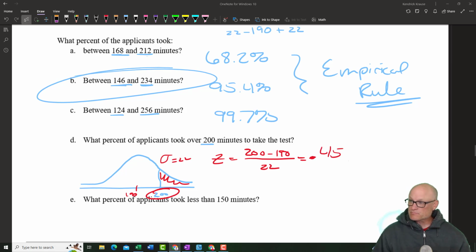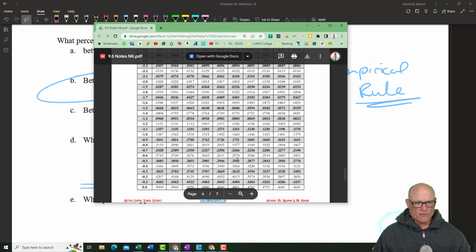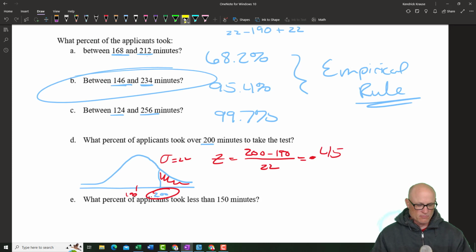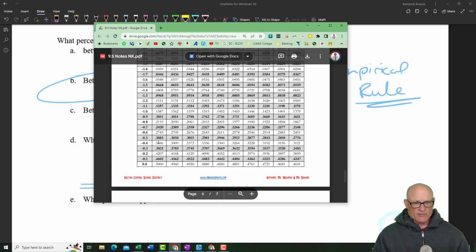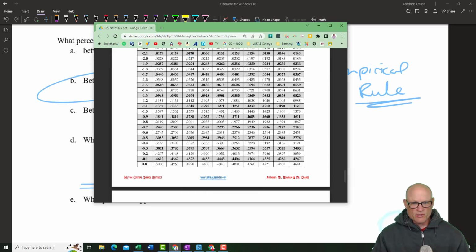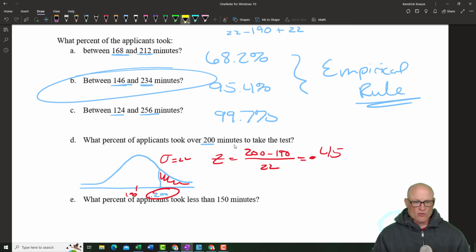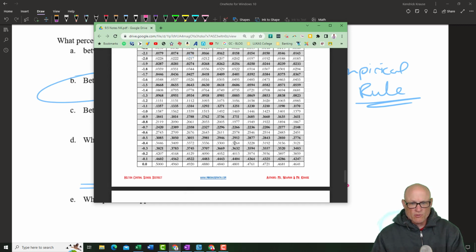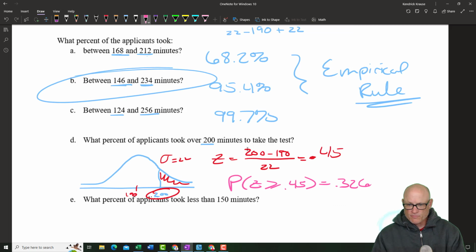So I'll come over here and look up positive 0.45. Positive 4.0, 1, 2, 3, 4, 5. That should be 0.3264. So if you want bonus, it's the probability that z is greater than or equal to 0.45. I already forgot the number. I know it's 0.3 something: 4, 0, 1, 2, 3, 4, 5, 3264.